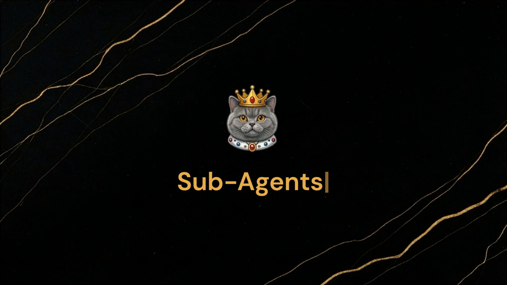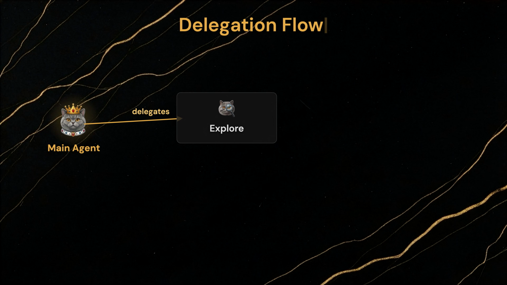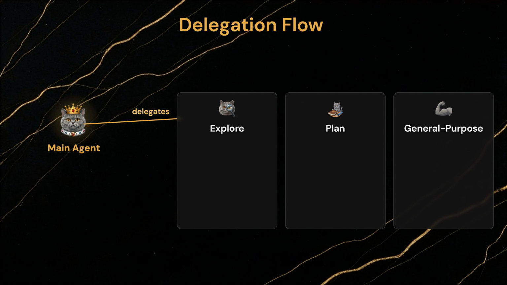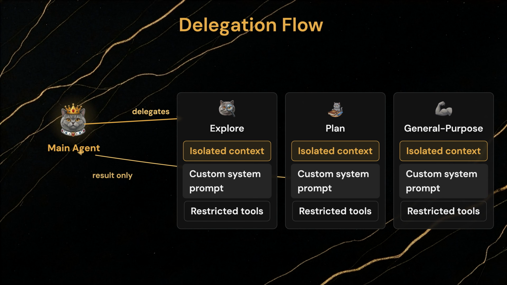When the main agent needs help with a complex subtask, it delegates to sub-agents. Sub-agents are separate Claude Code instances and each one gets its own isolated context window, a custom system prompt, and restricted tool access. They run independently and return results to the main conversation.